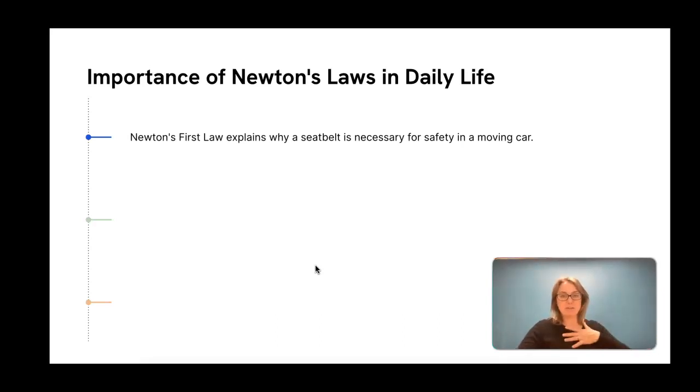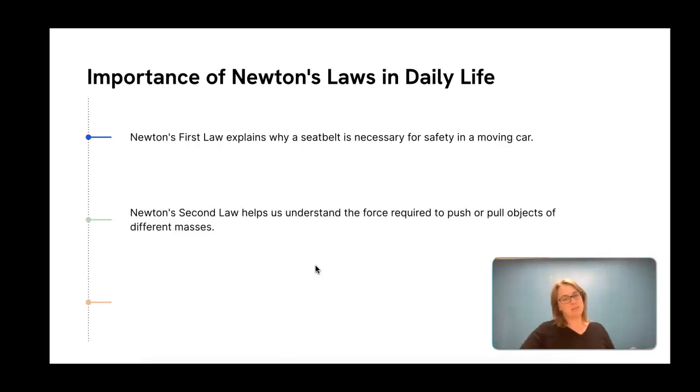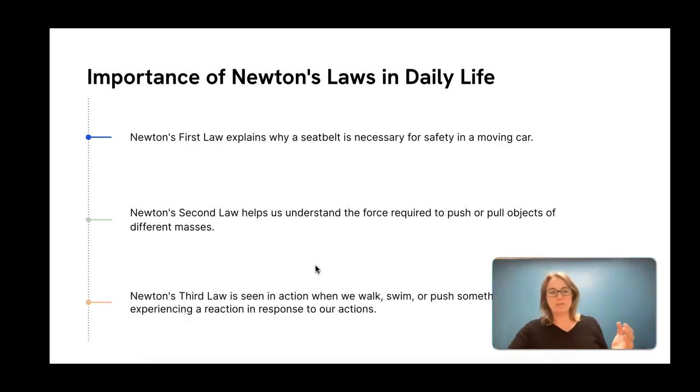We talked about a seatbelt because of the first law. If you're in motion, you want to stay in motion. So it's important to have a seatbelt because if somebody hits the brakes, the seatbelt helps your body stop moving forward. It's a safety feature, keeps you safe, and you'll learn about other safety features as well in a lab that you're going to do. Newton's second law helps us understand the force that's required to push or pull objects of different masses. And then in the third one, you talk about action and reaction. So again, swimming, walking, that type of thing.